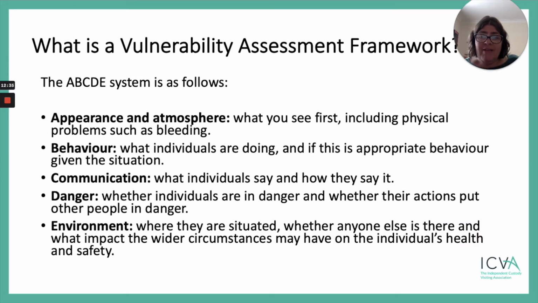So it's a fairly simple system to follow and remember because it's A, B, C, D, E. So A is appearance and atmosphere. So what you see first, including physical problems such as bleeding. So that might be how someone presents at the custody desk when the custody officers are booking them in. B is behaviour. What are the individuals doing? Is it appropriate behaviour given the situation?